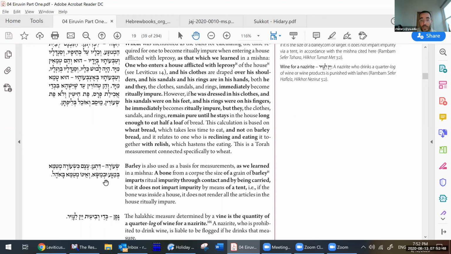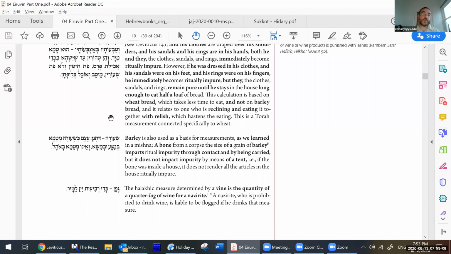But if it's not a full corpse and not even the majority of it, just a small piece, what's the smallest piece? A size of a barley grain, right? Less than the size of a barley grain, it's nothing. You can touch it, it doesn't have any tumah. But the size of a barley grain makes people tameh if they touch it or carry it. So there you go. That's why it says barley in the pasuk, hinting to this shiur.